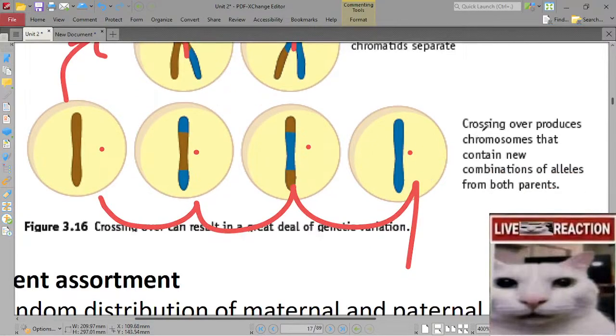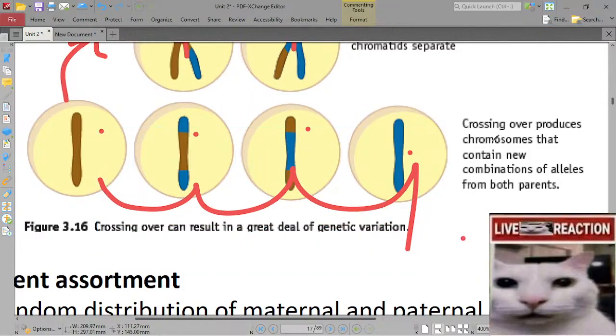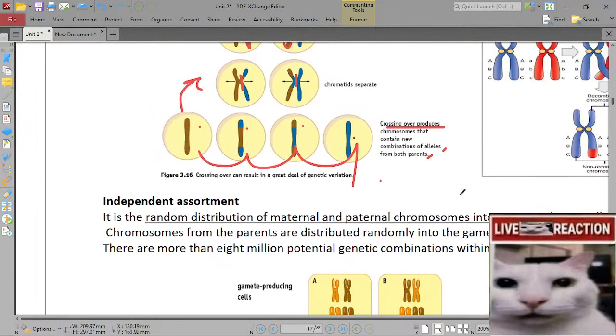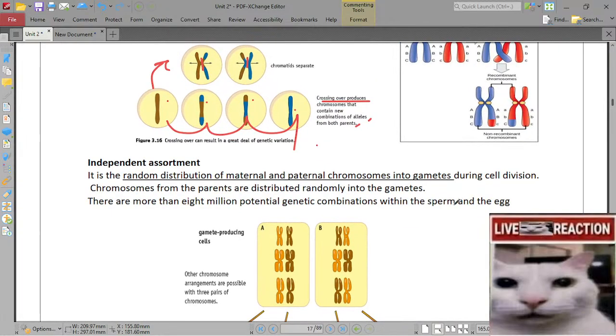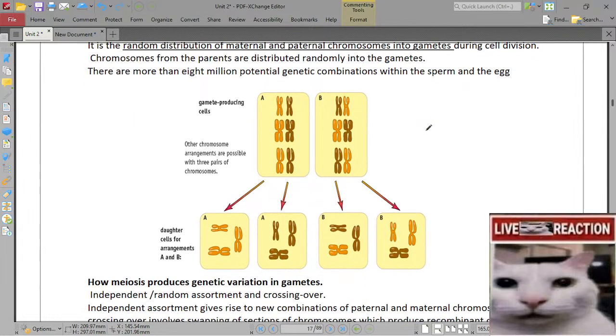Now, crossing over can result in a great deal of genetic variation. Crossing over produces chromosomes that obtain new combinations of alleles from both parents. Independent assortment is the random distribution of maternal and paternal chromosomes into gametes during cell division. Chromosomes from the parents are distributed randomly into the gametes. There are more than 8 million potential genetic combinations within the sperm and the egg.